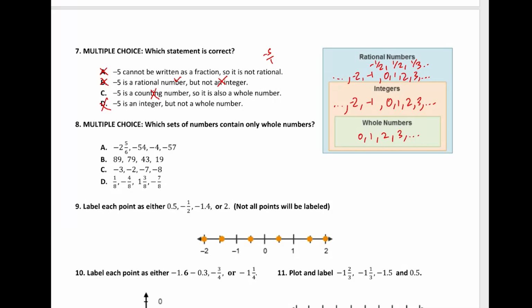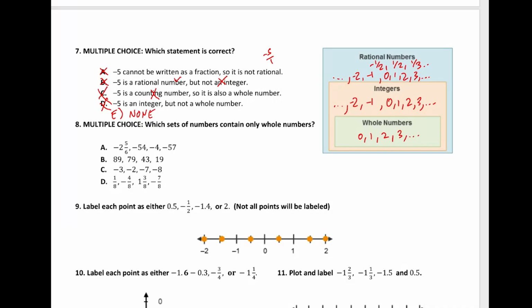It is an integer. -5 is a counting number, so it is also a whole number. -5 is an integer, but not a whole number. Well, none of these are right. Wait a minute. Yeah, there's none of the above, I guess. We'll just go with E here. None of the above. -5 is an integer, a rational number, but it's not a whole number.